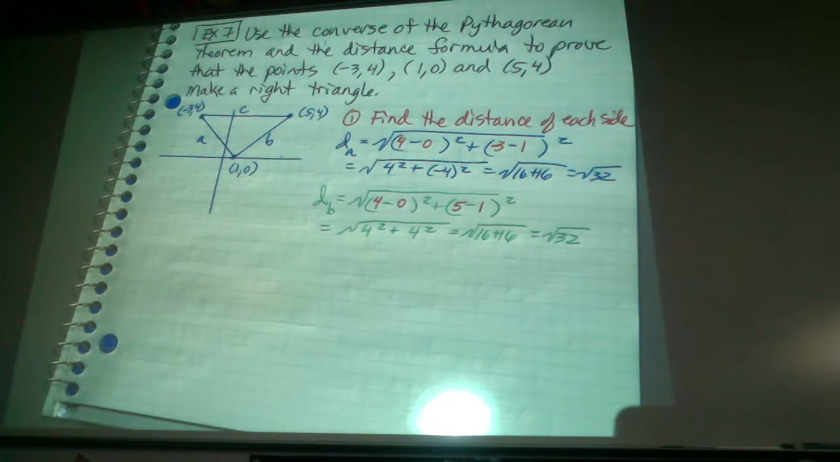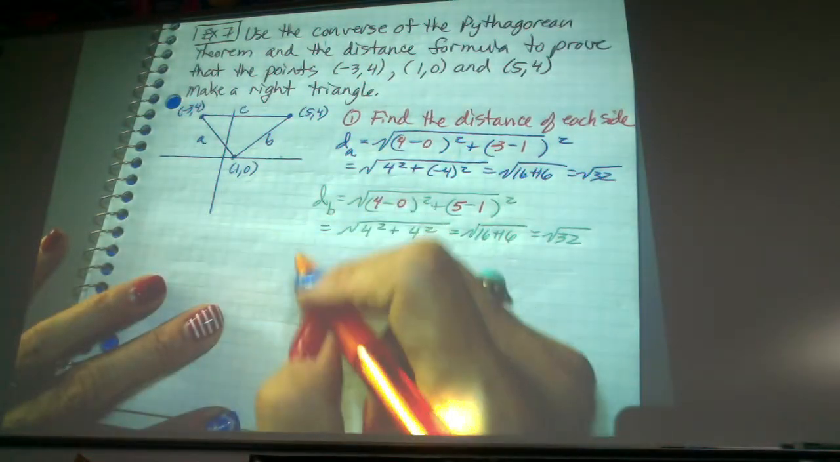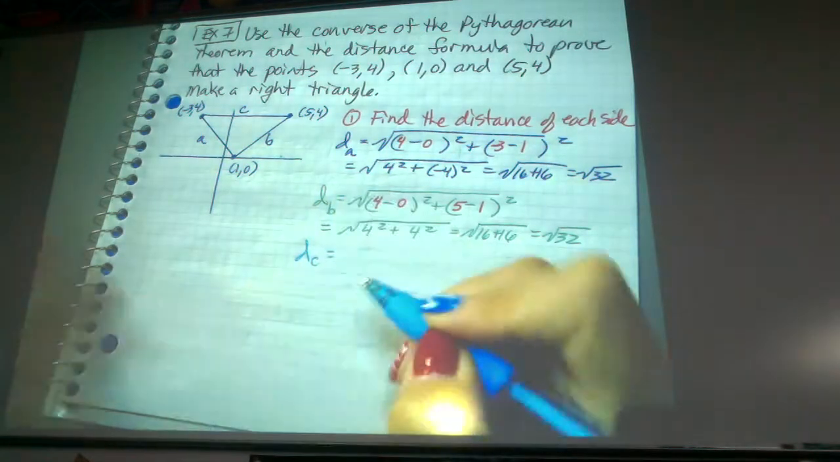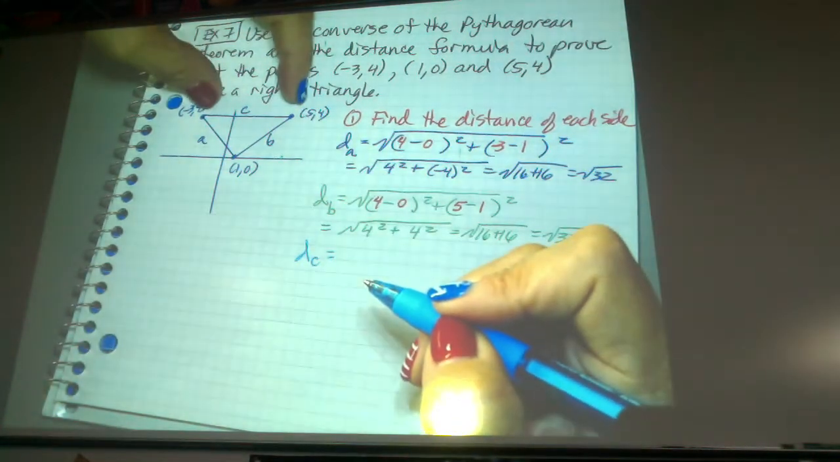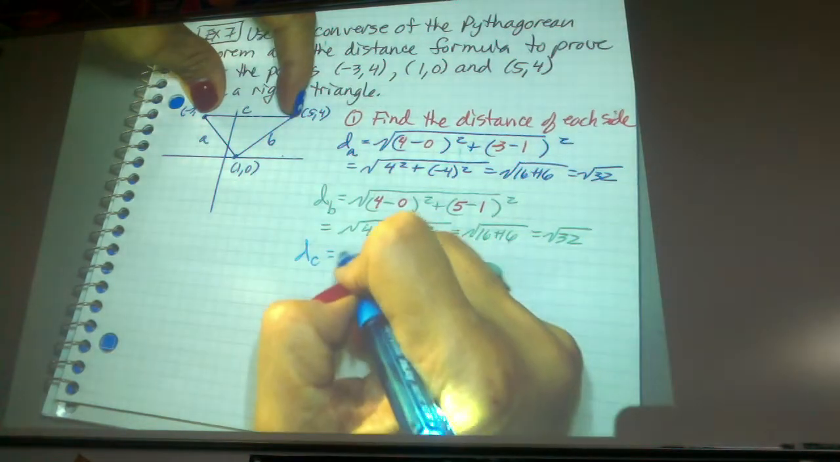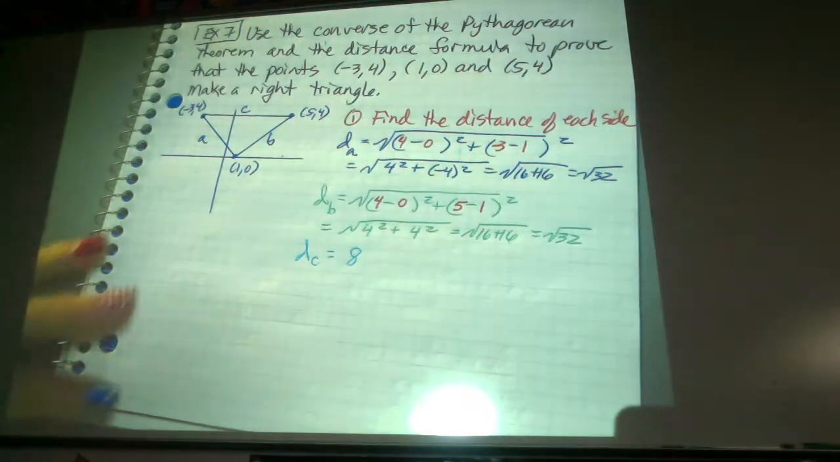So far I have an isosceles triangle, don't I? You also have to prove something's an isosceles triangle. This is one way to prove that two sides are equal. Right there I can say that. But we're looking to see that it's a right triangle. So then the distance of side C, I'm just going to count. How far is negative 3 and positive 5 from each other? 8, right?